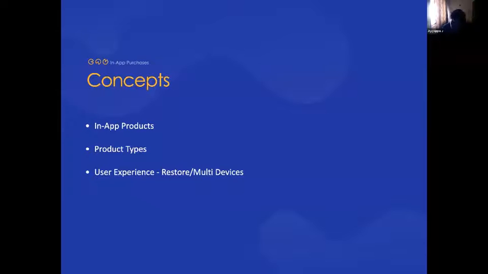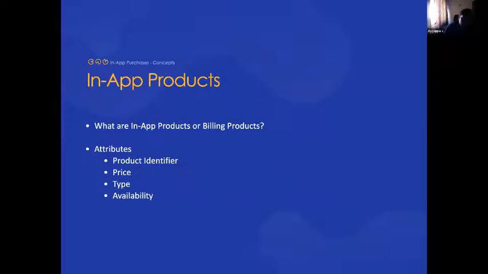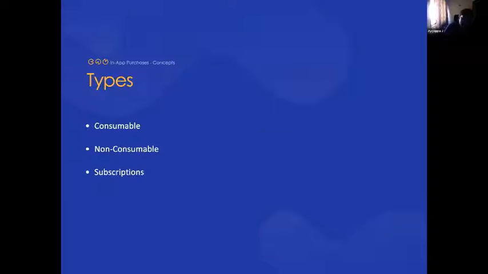In-app products can be of two types. Basically, in fact, three types. One is consumable, another is non-consumable, and the other one is subscriptions. Consumables are basically purchase items that can be bought multiple times.